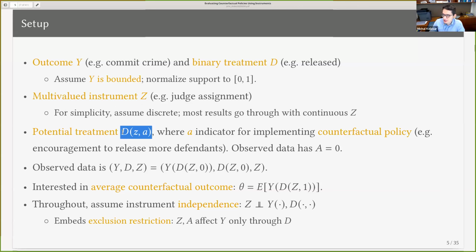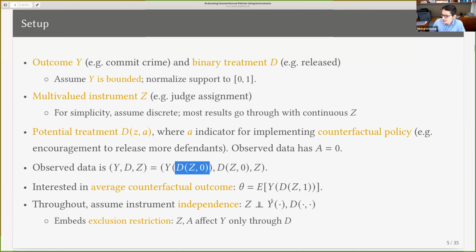And there's going to be these potential treatments. As I said, I'm going to index them both by the judge that you're assigned to and by the policy. In the data, I'll always see a equal to 0, and I'll be interested in what happens when a equals 1. So in the data, what I observe is the judge assignment, the treatment that corresponds to the potential treatment without the policy, and the observed outcome is the potential outcome under the factual treatment.